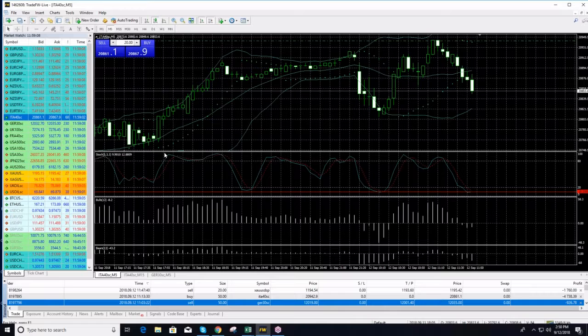Now I'm checking if I see any kind of bottoms, and if I see any kind of tops. And if I see, for example, on Italy 40, if I see that the market starts to reverse again, like here I get the signal that it would start reversing.